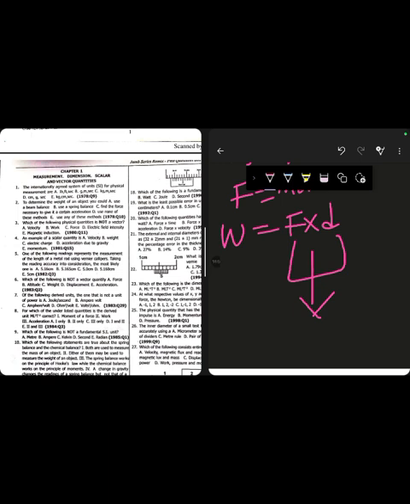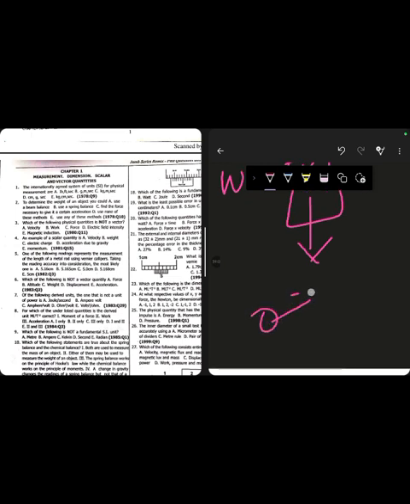So the answer here is electric charge. Electric charge in itself has no direction. So it is not what? It is not a vector quantity. It is a scalar quantity.